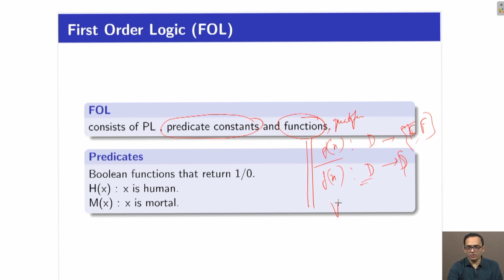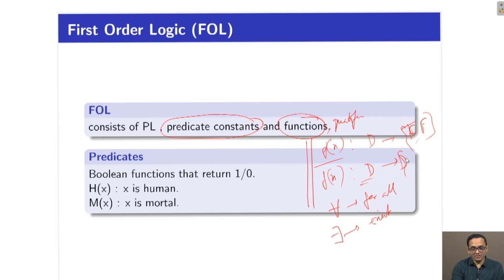That means you have "for all" and "there exists". This is called for all, this is called exists. Okay. So, this is more powerful, that is what I am trying to show, that first order logic is more powerful than propositional logic because you also have these things. Okay. Now, let us take an example.